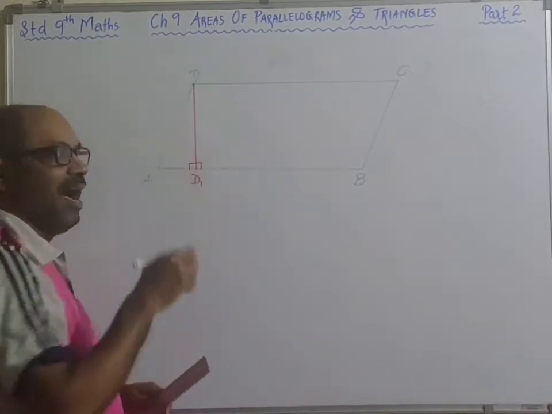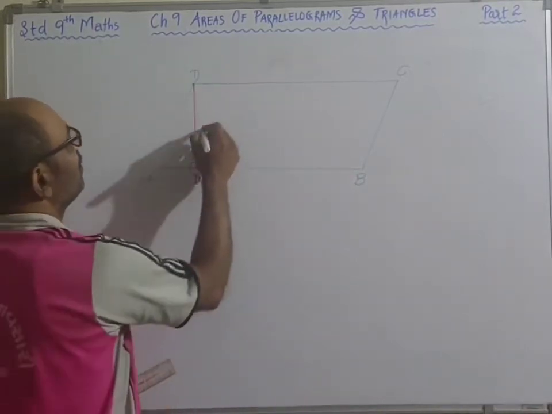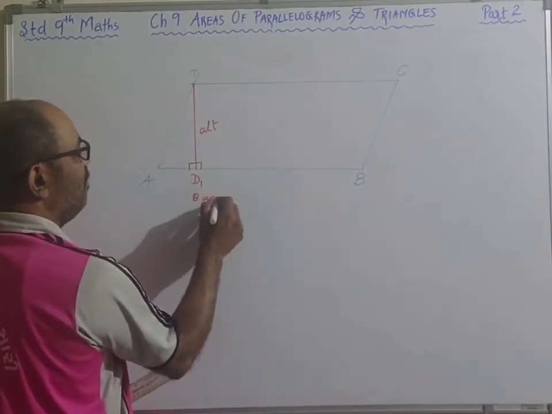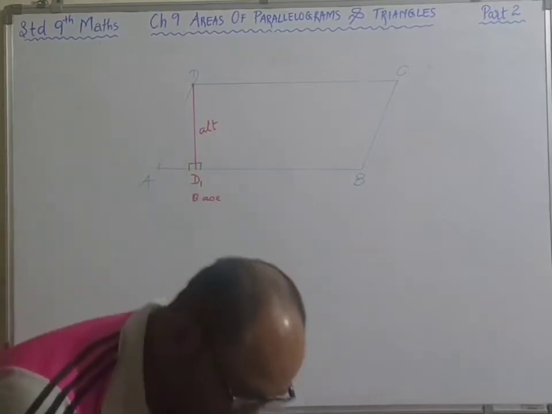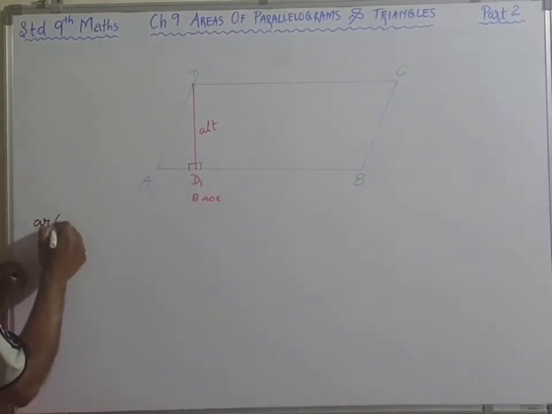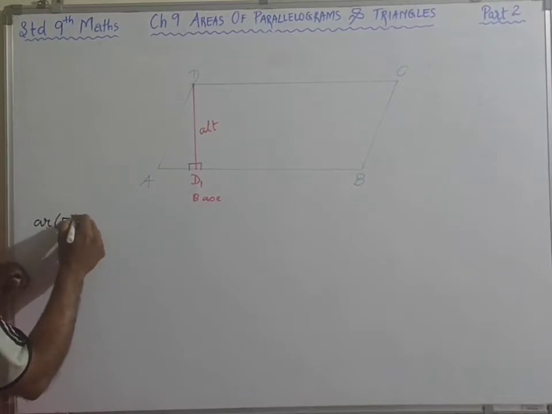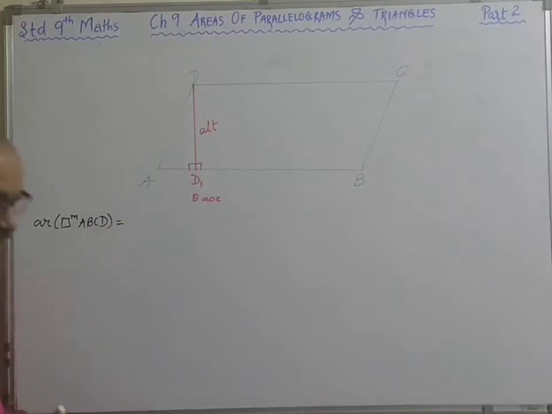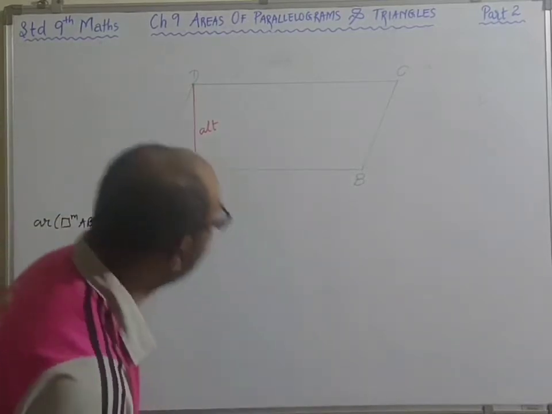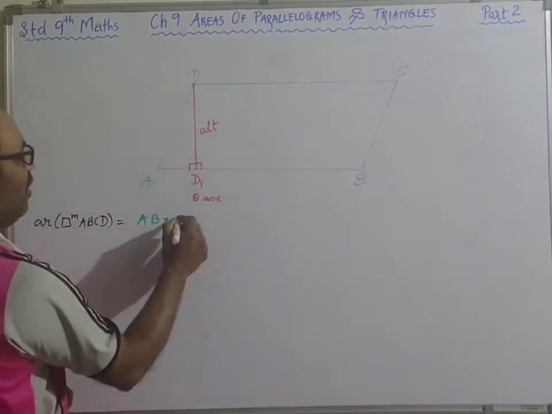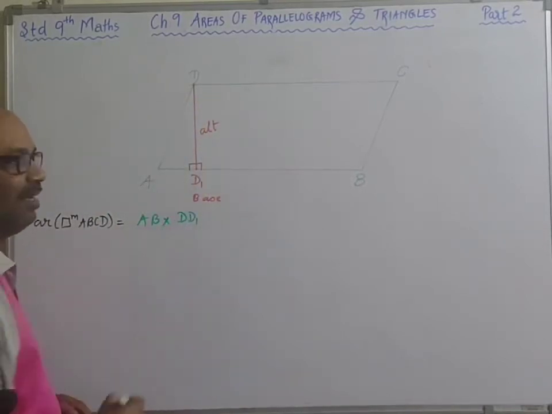The altitude dropped from D. This is altitude corresponding to base AB. So area of quadrilateral or parallelogram ABCD is base, that is AB, into corresponding altitude, that is DD1.